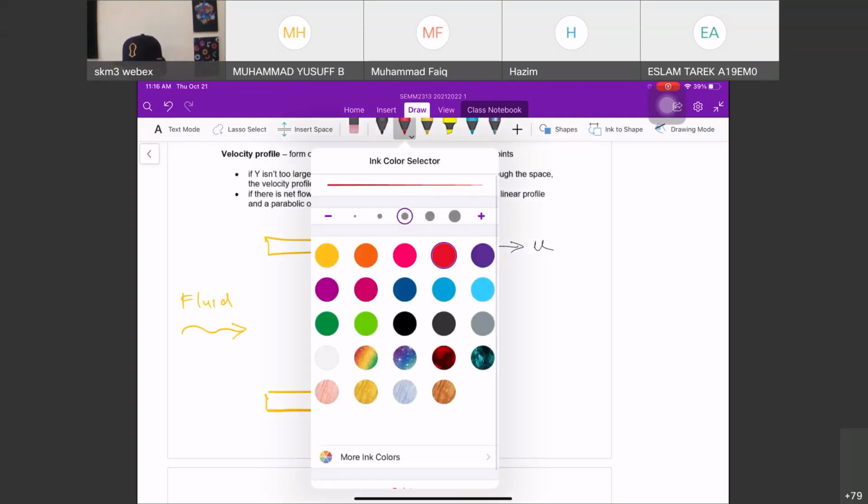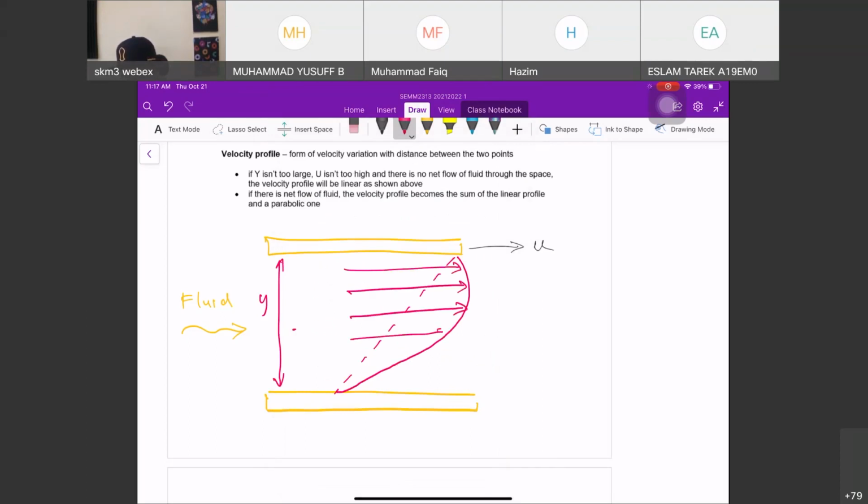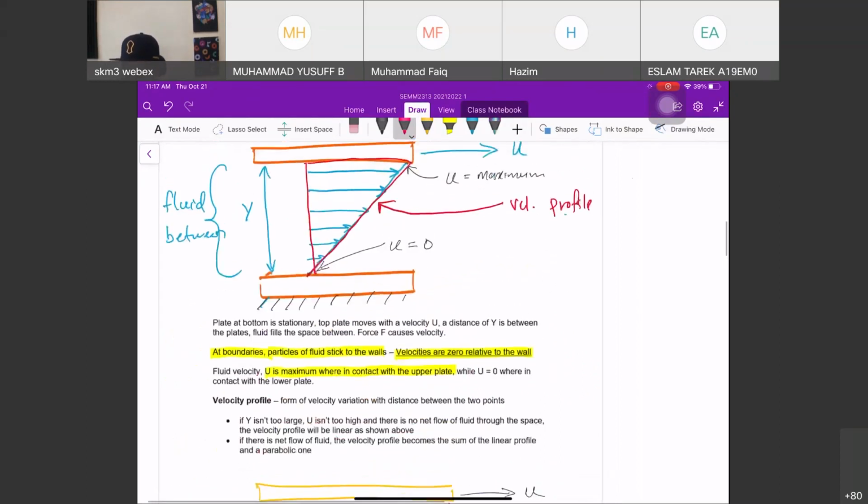All right. Previously, it will be like this. Okay, this is the previous without the net fluid motion. And we have a motion because this is y. The velocity profile will be like this. Okay, so now the velocity profile is in the form of a parabolic shape. So this is the velocity profile. This profile changes because of the viscosity.